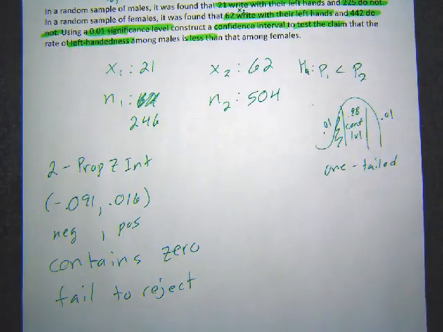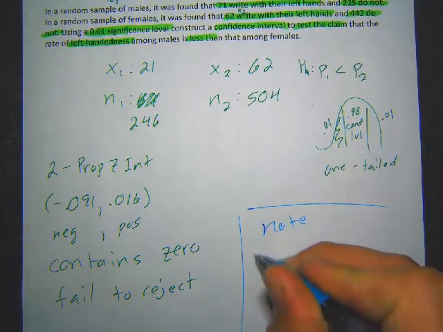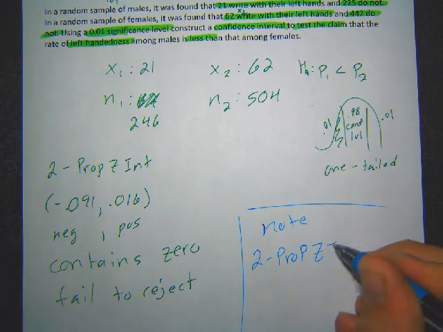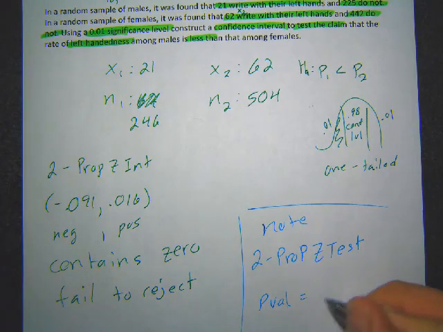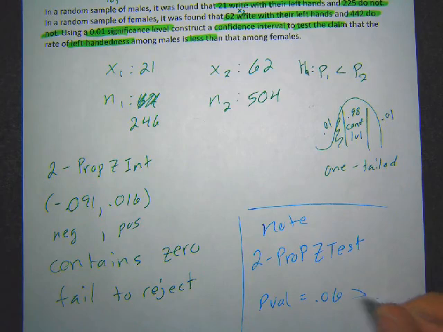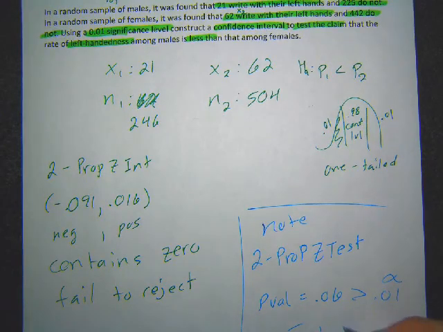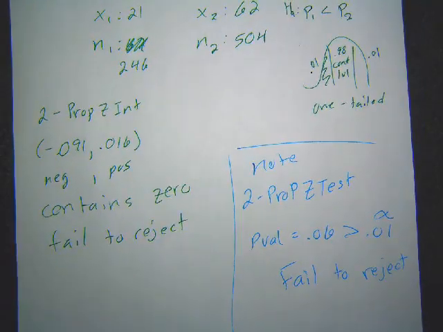So maybe I'll just write that real quick. Just to note, if you do the 2-PropZTest, you get the p-value 0.06, which is greater than 0.01, the alpha significance level. So then we fail to reject as well. It fails to reject either way. The only way we would have been able to reject this is if they wanted a 10% level test instead of a 1% level test, because this was not very strong data.